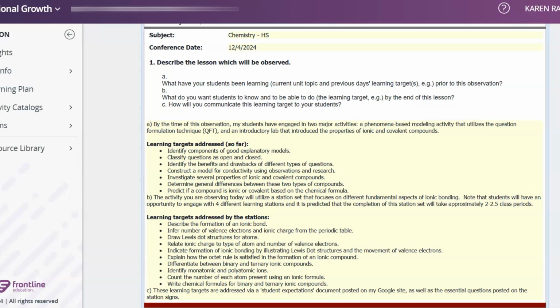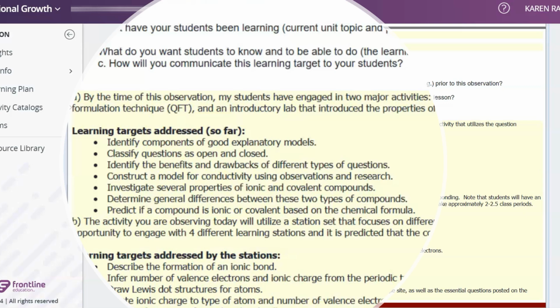So the first question is to describe the lesson that will be observed. So I created a list of learning targets that my students have already engaged in, and so they will participate in 2 major inquiry activities before the observer comes in for the lesson.